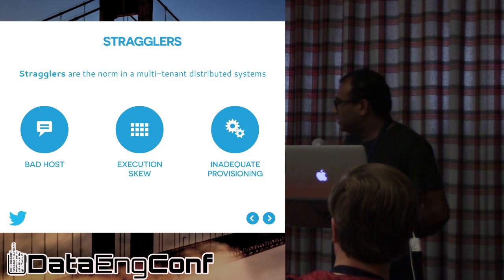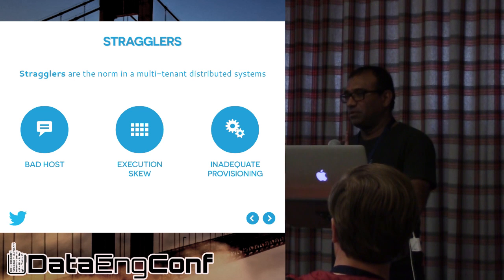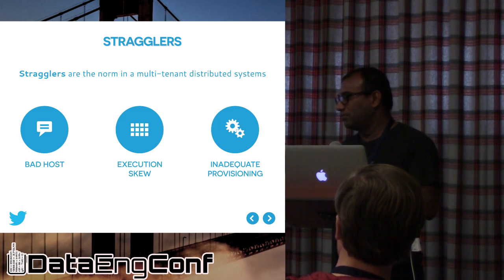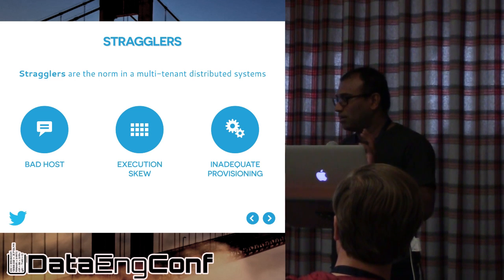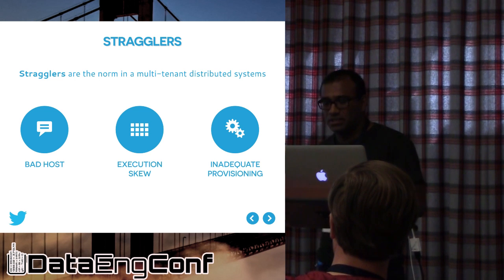The second problem is execution skew. For example, in a fields grouping, when you have a hot key, Twitter being known for skewness in the data, the hot key can go to a single node and a single process, and that process cannot handle it. That is what is called execution skew.